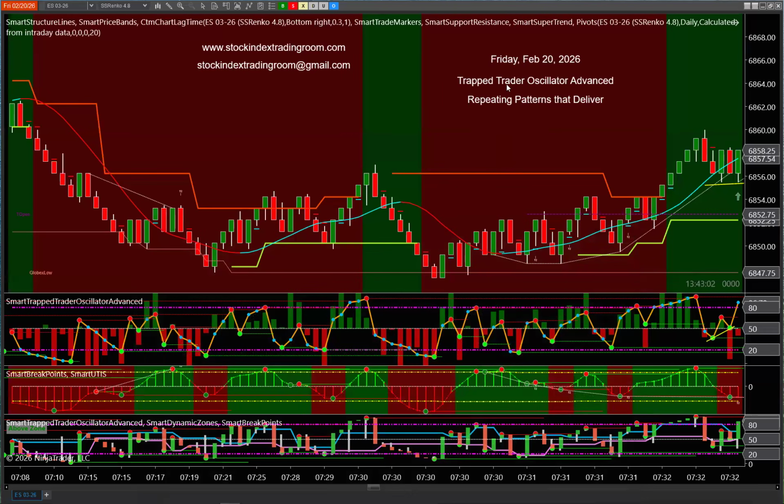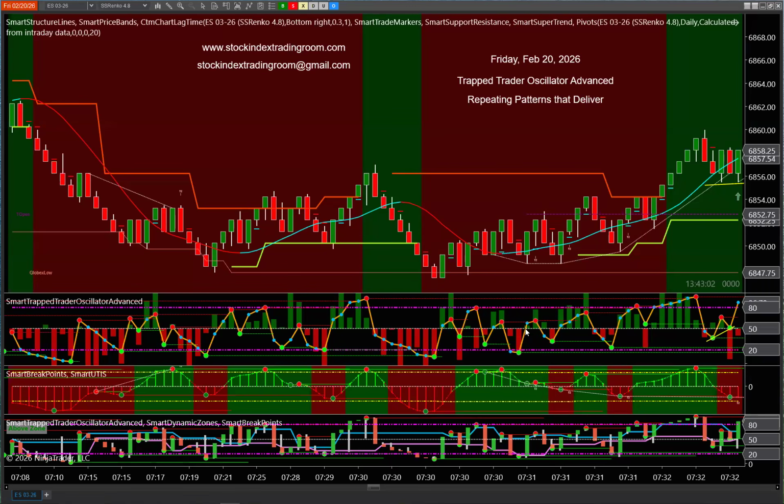This is a chart from Friday, February the 20th, 2026. Our proprietary Super Smart Renko bars are 8 ticks plus a wick for reversal, 4 for continuation. So each continuation bar represents a full point in your trading.